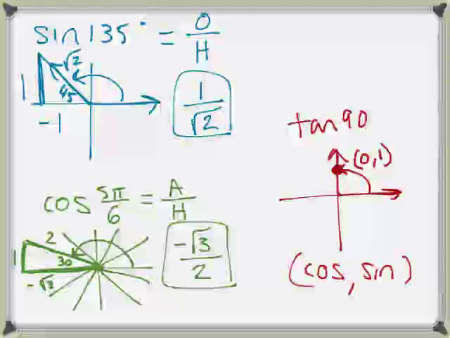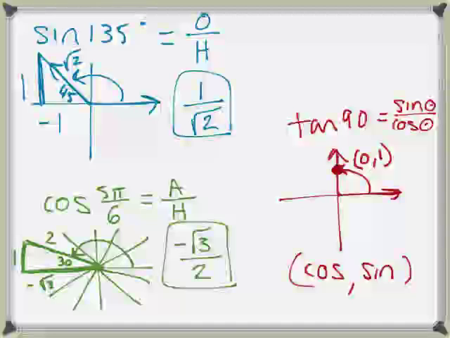So if you were asked for the cosine of 90, it would be the first part of that point, 0. If you were asked for the sine of 90, it would be the second part of that point, 1. But we are asked for the tangent of that point. What is tangent equal to? Opposite over adjacent if we have a triangle, but we don't have a triangle. So what else is tangent equal to? Sine over cosine.